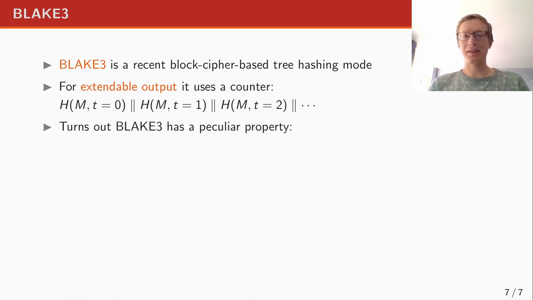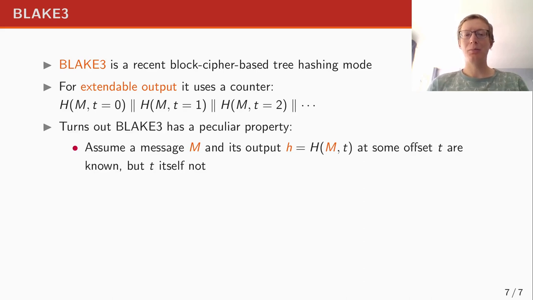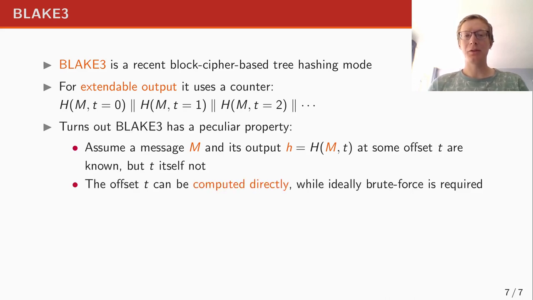It turns out it has an interesting property, namely that if you know a message and the hash output, but not the offset t, you can actually compute that offset directly, whereas ideally that would only be possible by brute force. As a consequence, you cannot really rely on the secrecy of this offset t, which is not ideal behavior, but in practice, it's not that big of a problem.